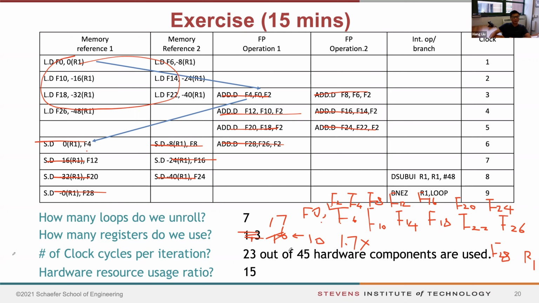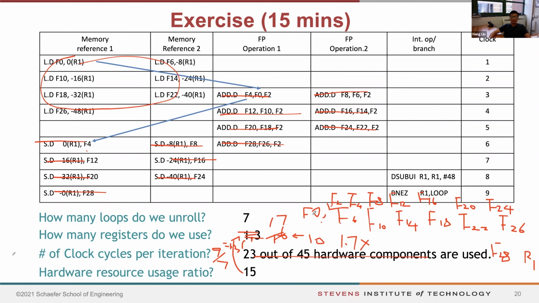And then number of clock cycles. Oh, I see. So the result is like this. Number of clock cycles is 1.3. Okay. So it's what, 9 cycles divided by 7, right? That is 1.3. Hardware resource usage ratio.